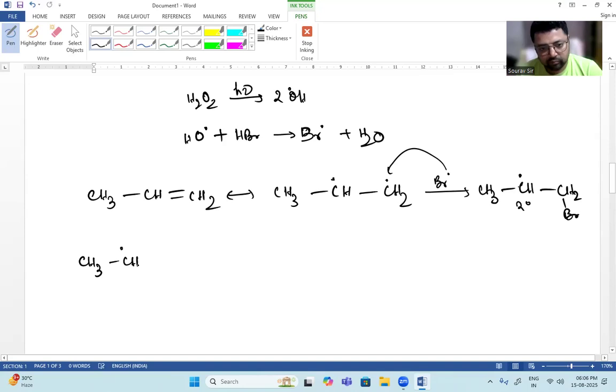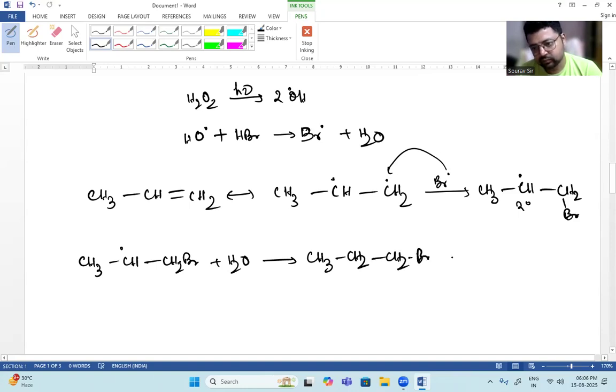Now this 2-degree radical will come in the vicinity of water to give back the OH radical. So this is the reaction that is occurring. So this is why anti-Markovnikov product is more favorable.